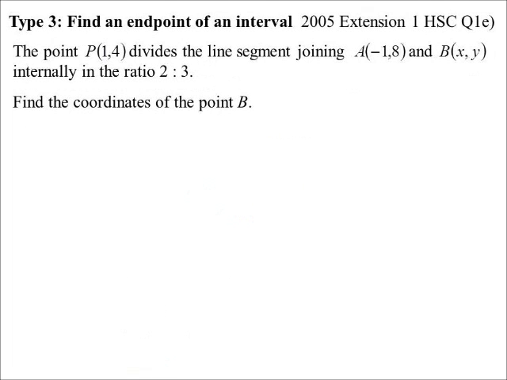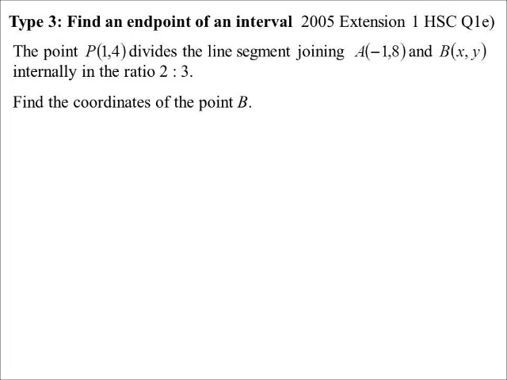Well, here's another type of question they might ask, a little variation on the formula, where this time I have to find the endpoints. So they've given me the answer. The answer is 1, 4. And they've given me one endpoint of the interval, negative 1, 8. I have to find the other one, x, y. And it's an internal division in the ratio 2 to 3. So how will I do it?